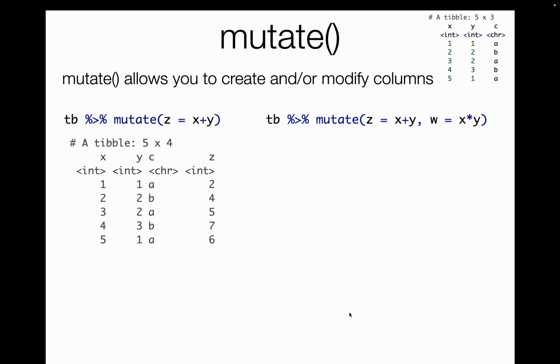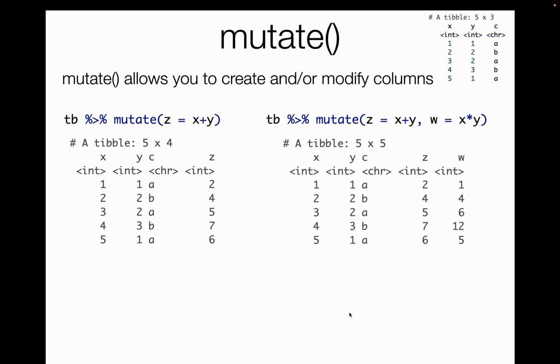Here we go. You can do multiple things, so you can create multiple columns. It doesn't have to be one at a time, so z and then w. It does both of them.